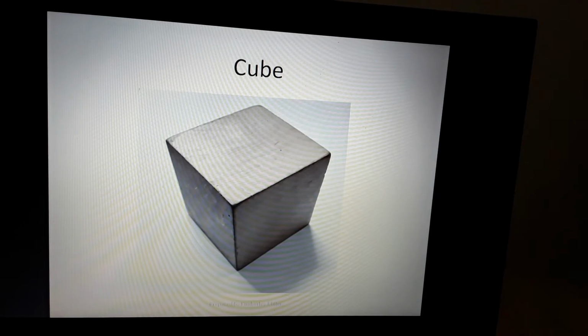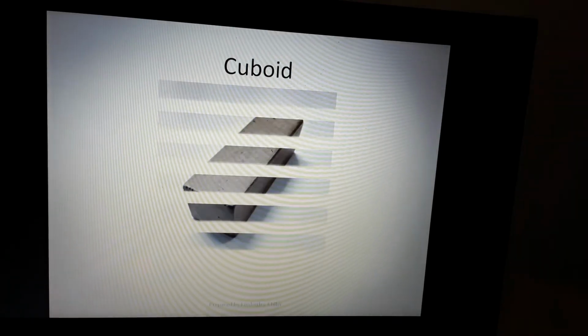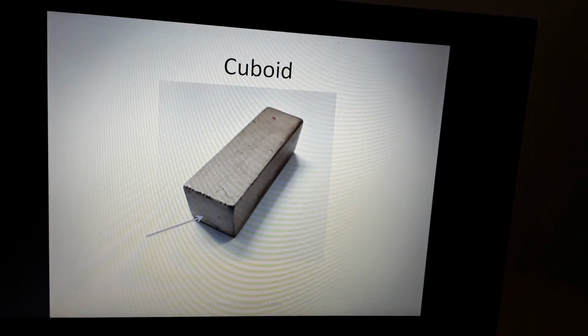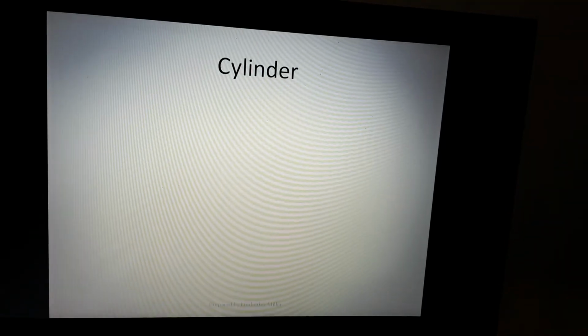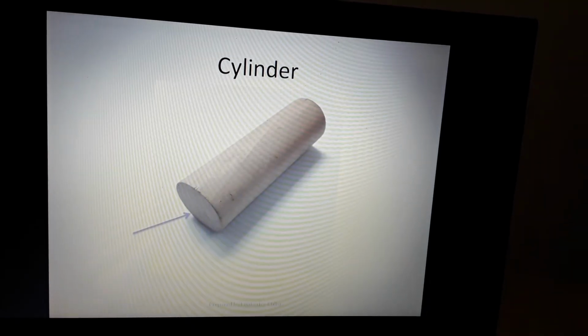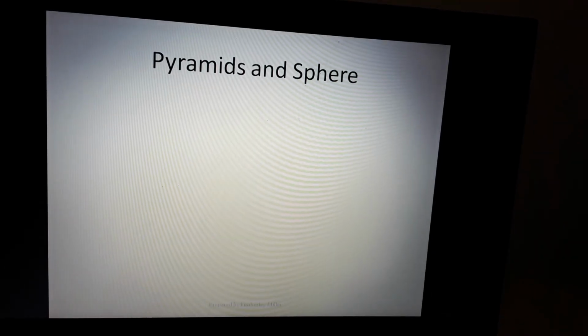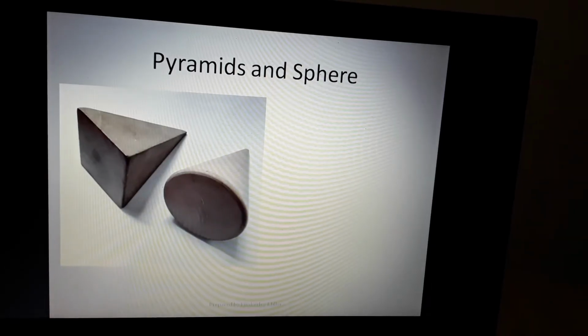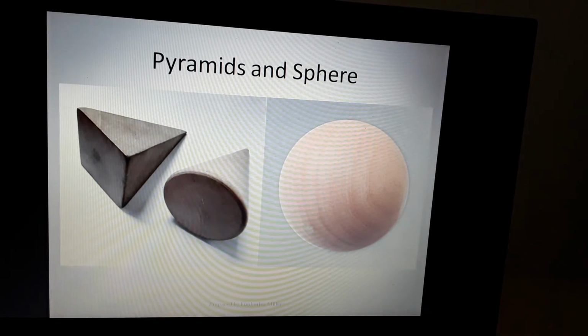A cube. Each face is a square, so the cross-section is a square. This is a cuboid, and the cross-section there is a rectangle, and its cross-section is also constant. Cylinder, cross-section is a circle. Now for pyramids and spheres. These solids do not have a constant cross-section.